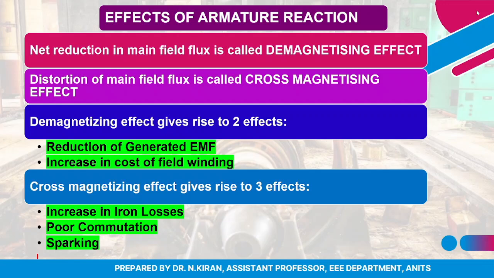Due to the cross magnetizing effect, we have three effects. First, the iron losses increase. It leads to poor commutation and it also leads to sparking. So we'll see in detail one by one what the effects of the armature reaction are.